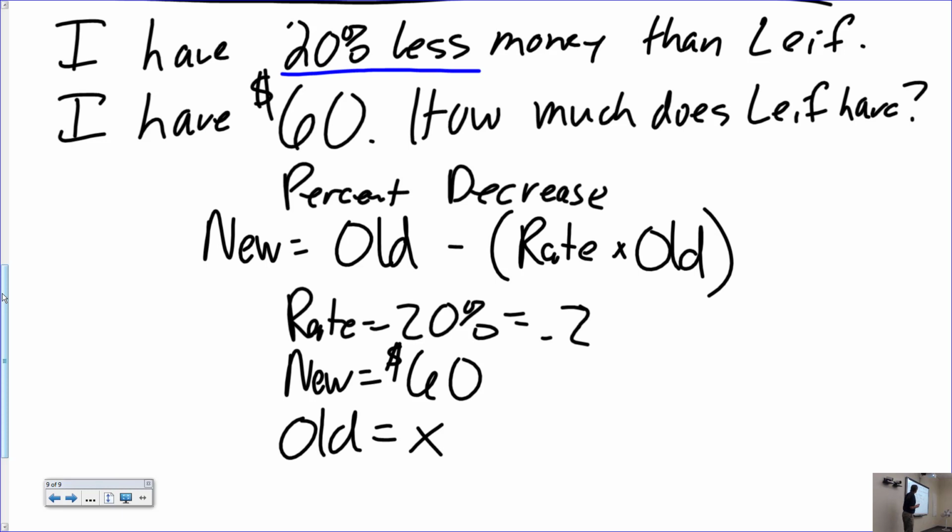But 60 is a higher number, so why does it go in new? I thought you said old is larger than this. Right, because we're dealing with percentage decrease. So our older value is larger, and our newer value is smaller. Okay. And the 60 is smaller, therefore it's new. Okay?